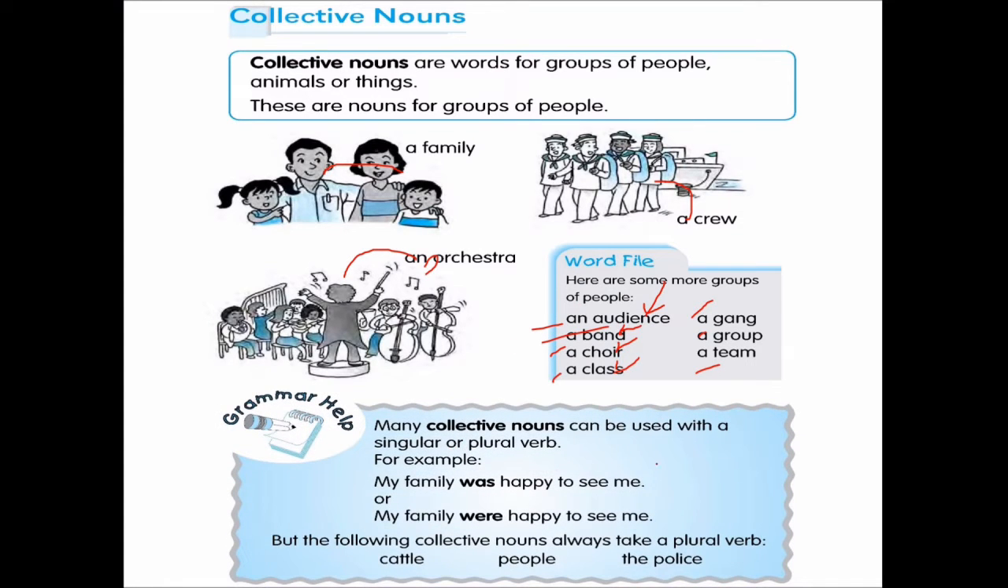So many collective nouns can be used with a singular or plural verb, like my family was happy to see me. My family, because family is what? This is a collective noun. But my family were happy to see me is also true, because family can be singular and plural, as these are collective nouns. Now the following collective nouns always take a plural verb, like cattle, people, the police, always plural. Always you will use not was but were if you have to use it.